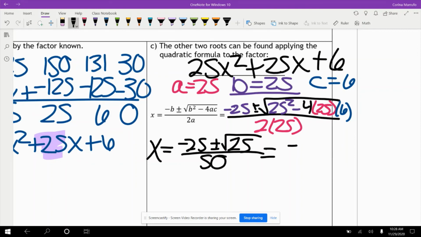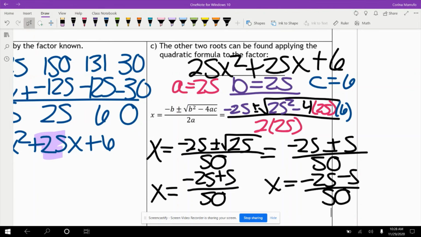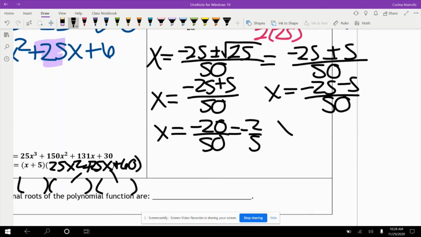So we can take the square root of 25 and get a whole number. That gives us 5. This is over 50. So we have negative 25 plus or minus 5 over 50. So what I'm going to do is go ahead and split it up. Negative 25 plus 5 over 50 and negative 25 minus 5 over 50. You can go ahead and put that in your calculator the way you see it. I'm going to go ahead and simplify it. This would give us negative 20 over 50, which would reduce to negative 2 over 5. This one is going to give us negative 30 over 50, which will reduce to negative 3 over 5.